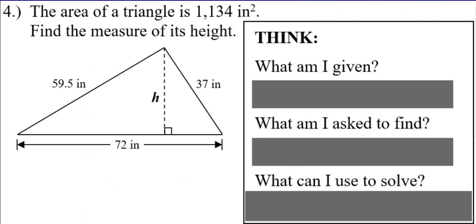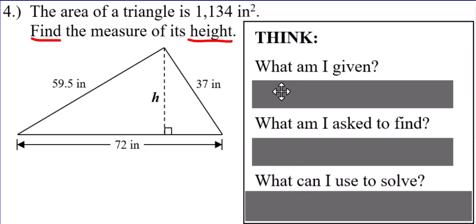Problem number 4. Let's take a look at it together. The area of the triangle is 1,134 square inches. Find the measure of its height. If you've noticed, I always like to make sure I am paying attention to what they're asking me to find.